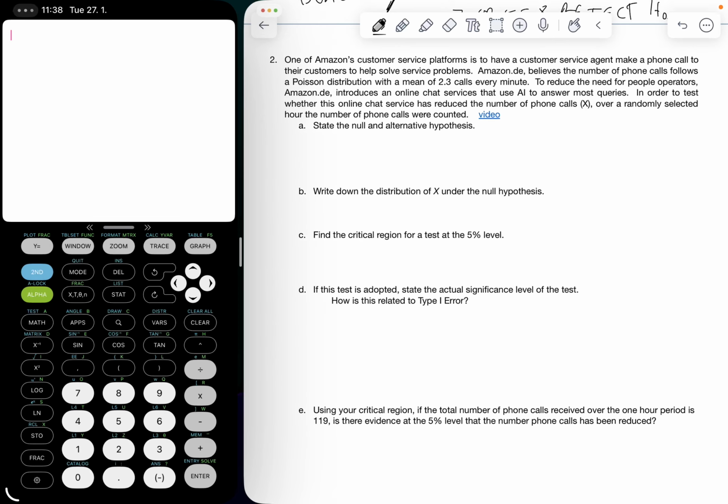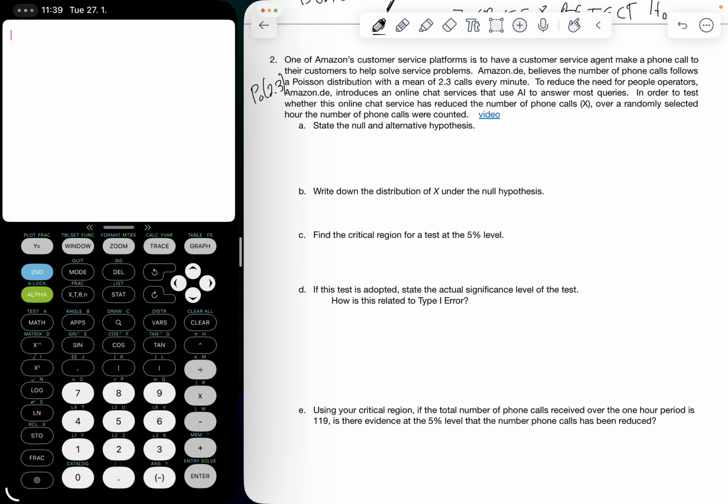Going to take a look at problem 2 here about testing a Poisson distribution. So we are told that one of Amazon's customer service platforms is to have a customer service agent make a phone call to their customers to help with solving a service problem. Amazon.de believes the number of phone calls follows a Poisson distribution with a mean of 2.3 calls every minute. All right, so we have a Poisson distribution with an average of 2.3 calls every minute.